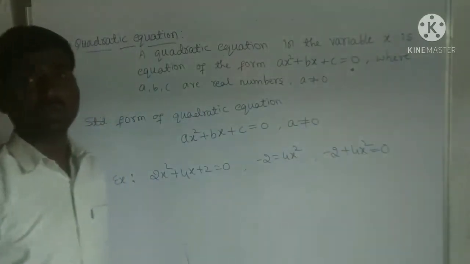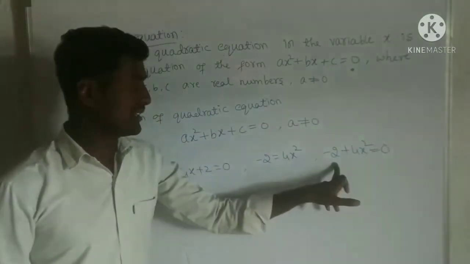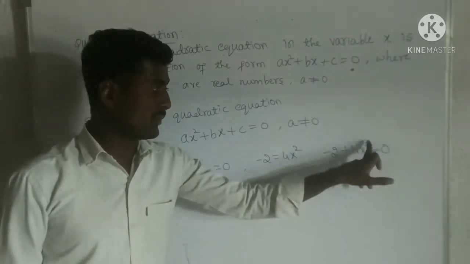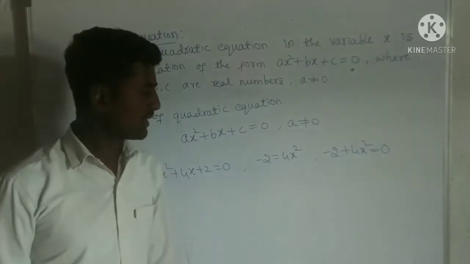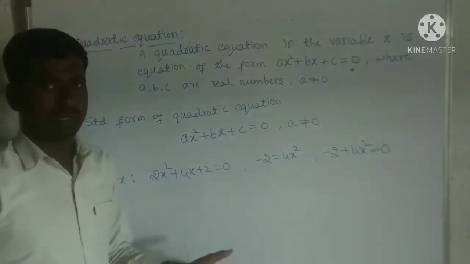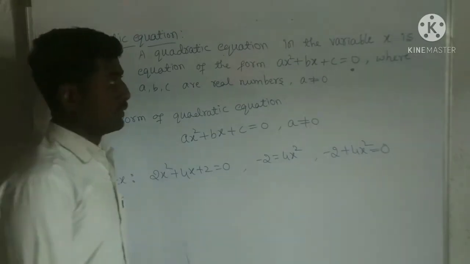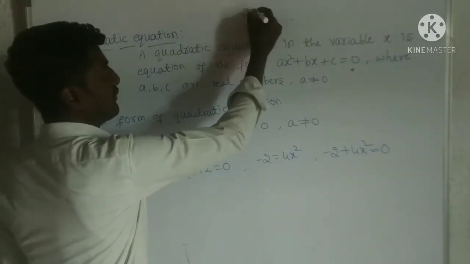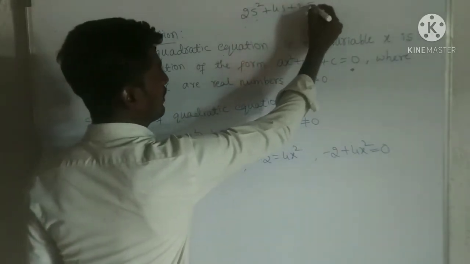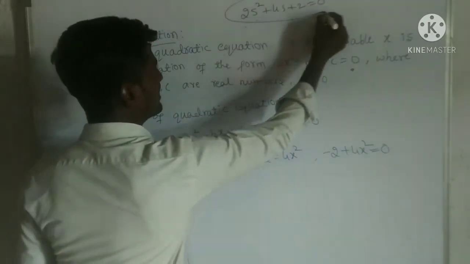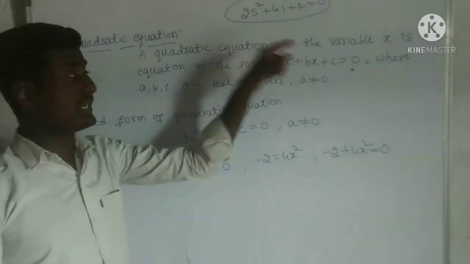Again, this is also a quadratic equation, because the degree of this equation is 2, meaning the highest power of x is 2. We can give any number of examples. Suppose I write 2s square plus 4s plus 2 is equal to 0. I will ask you whether it is a quadratic equation or not. It is also a quadratic equation.